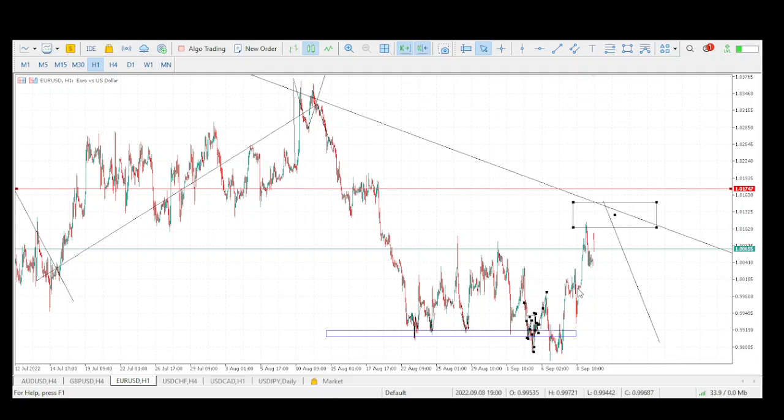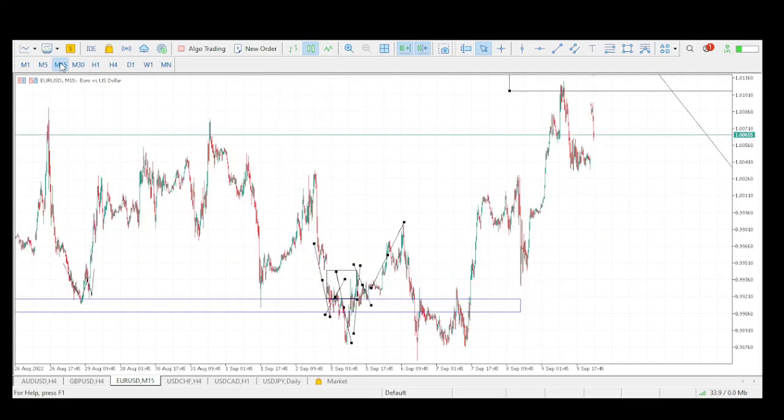Alright, so that's the analysis for this week. Don't forget, 15 minutes time frame is part of where we are entering. 15 minutes will give us a more clear entry on where we are heading to.